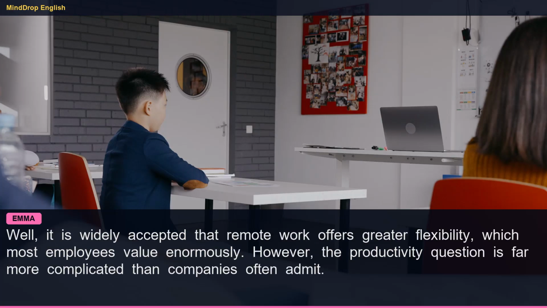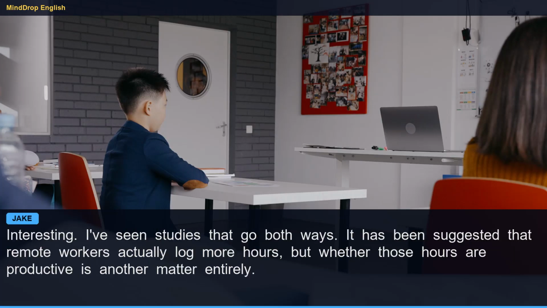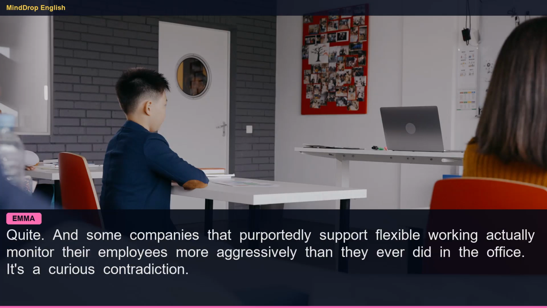Well, it is widely accepted that remote work offers greater flexibility, which most employees value enormously. However, the productivity question is far more complicated than companies often admit. Interesting. I've seen studies that go both ways. It has been suggested that remote workers actually log more hours, but whether those hours are productive is another matter entirely. Quite. And some companies that purportedly support flexible working actually monitor their employees more aggressively than they ever did in the office. It's a curious contradiction.